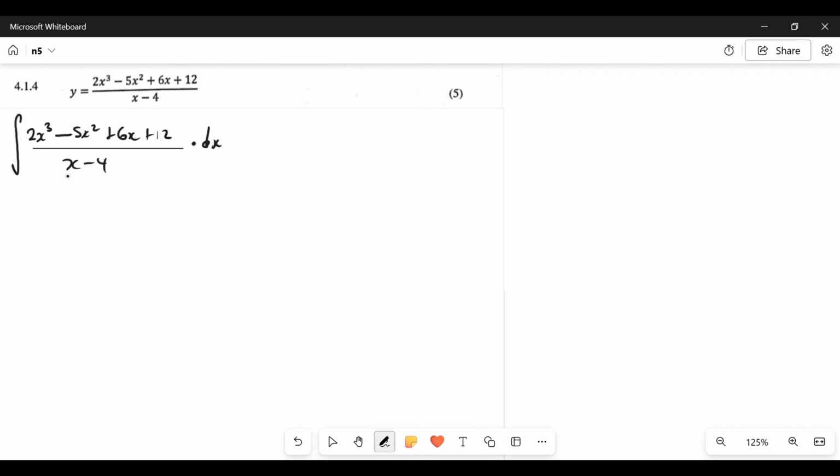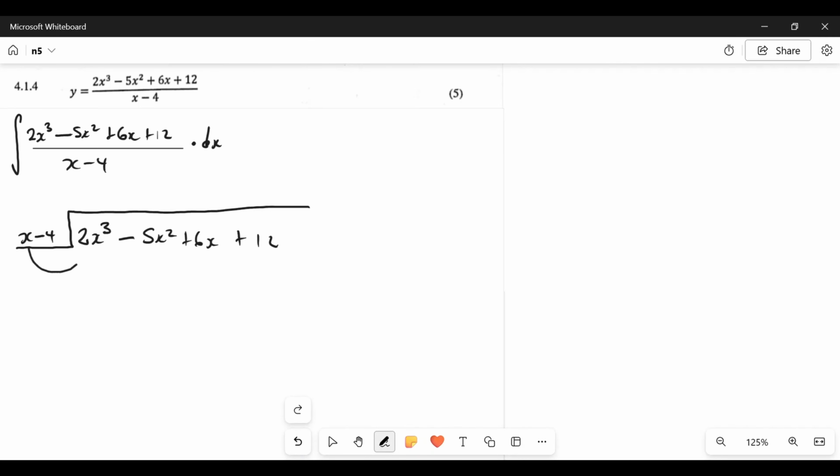From here, we have to use the long division method. On this side, you write the divider, and inside here we write the numerator, 2x cubed minus 5x squared plus 6x plus 12. The long division goes like this. First, you divide this 2x cubed by x. You're going to be left with 2x squared. The next step is you multiply this x minus 4 with 2x squared. x multiplied by 2x squared gives us 2x cubed.